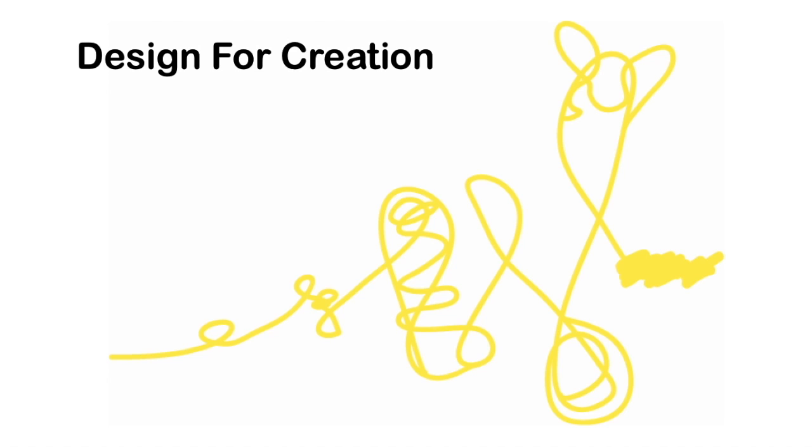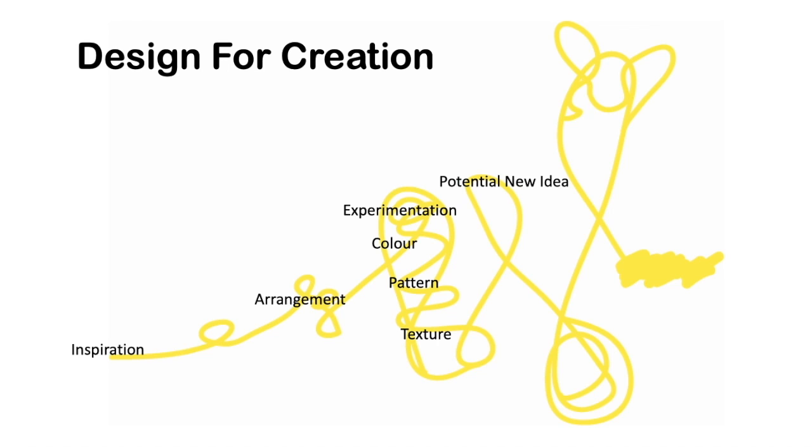So when designing for creation, you might notice my squiggle is like the opposite to solution-based design. It starts off skinny and gets fat. So the steps I'll take are finding an inspiration, arrangement, experimentation with colour, pattern, texture. Potentially a new idea might stem from the experimentation. And then we go into observation, digital manipulation, and the final product.